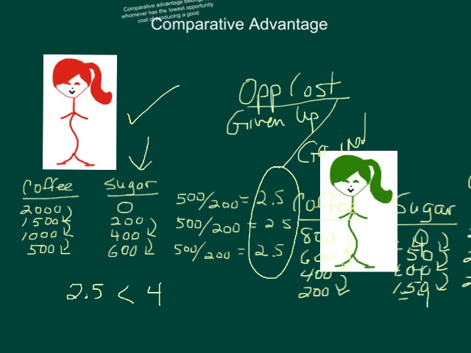Okay, so costs are not always expressed in terms of dollars. Often costs are expressed in terms of what's given up, or the opportunity cost. And that's what we're talking about here with comparative advantage. There are no dollars. We're just talking about what is given up.